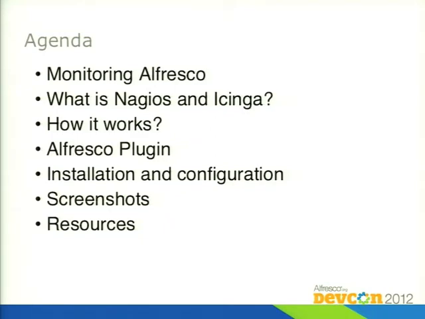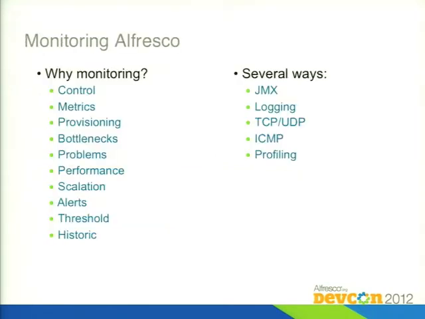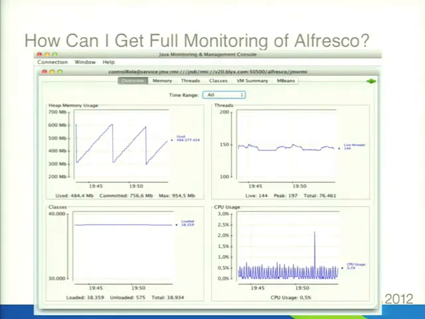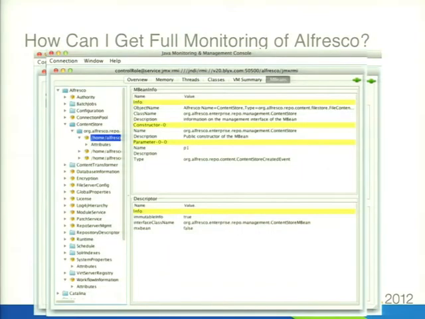Nagios is a very well-known open source monitoring system. And why monitor Alfresco? To get control of everything that is happening in Alfresco. Thanks to the JMX interface, we can get a lot of very interesting information. We can see graphs with JConsole, and we can use this to write our own plugins in Nagios.